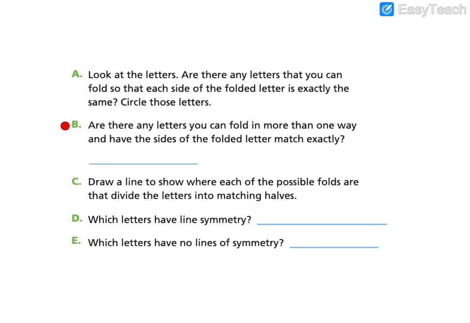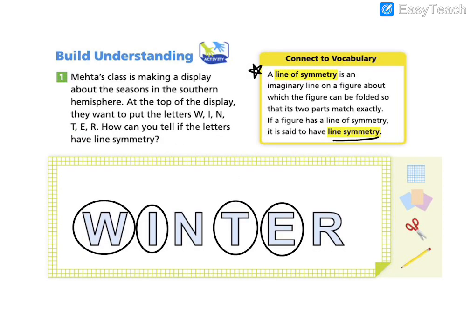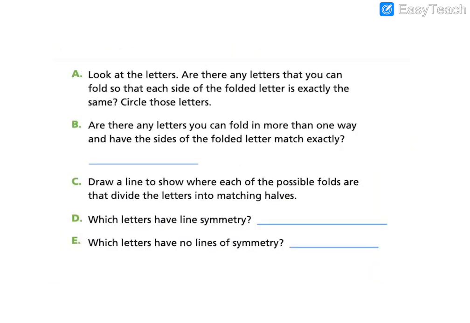Letter B asks us, are there any letters you can fold in more than one way and have the sides of the folded letter match exactly? Well, if I were to fold W this corner to this corner, they would not match up, right? If I were to fold T from this top to the bottom, that wouldn't match. But if I fold I from top to bottom or from side to side, it will match. So for letter B, the letter I has two lines of symmetry.